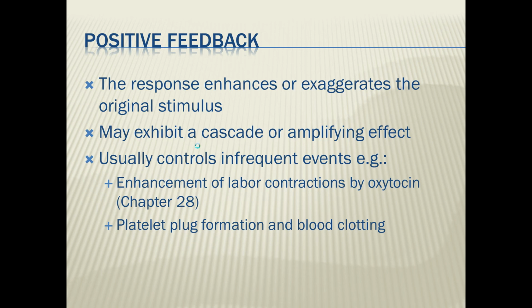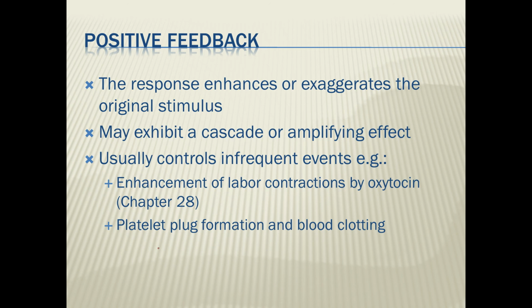Okay, example of positive feedback. I've already mentioned labor contractions of the uterus when a woman is going to deliver a baby. That's an example of a positive feedback response, because you have minor contractions that start off at first, and then those minor contractions are detected by nerves in the wall of the uterus, and they send signals to the brain. The brain releases oxytocin, a hormone that travels through the blood down to the uterus and tells the uterus to contract even more.